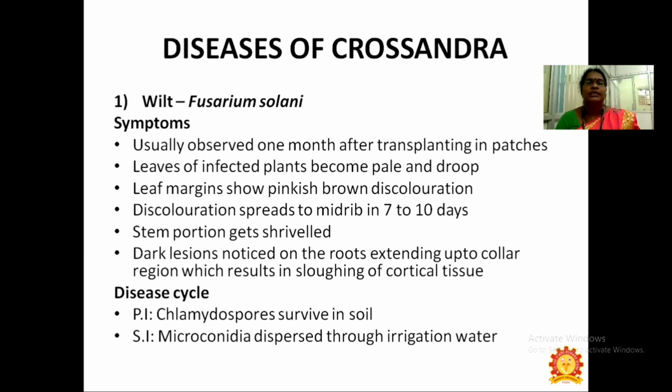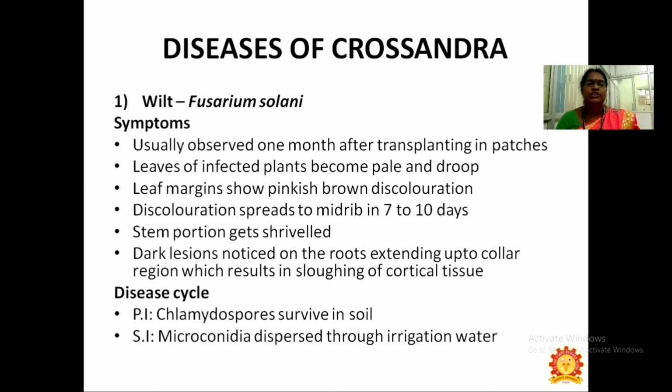Next important flower crop is Crossandra. Diseases of Crossandra: the first disease is wilt caused by Fusarium solani. Symptoms are usually observed one month after transplanting, in patches, and the leaves of infected plants become pale and droop. Leaf margins show pinkish brown discoloration, and the discoloration spreads to the midrib in 7 to 10 days.